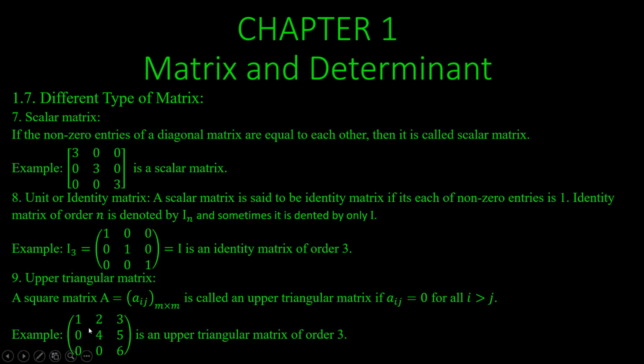In this example, this is a square matrix, and here we find that the entries along the principal diagonal and above the principal diagonal are non-zero, and below the principal diagonal all the entries are 0. So this is the upper triangular matrix.